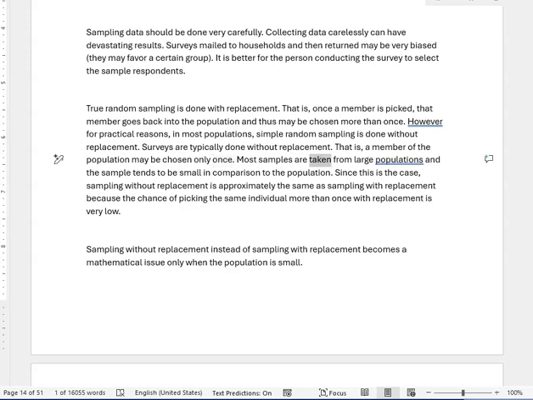Most samples are taken from large populations, and the sample tends to be small in comparison to the population. Since this is the case, sampling without replacement is approximately the same as sampling with replacement because the chance of picking the same individual more than once with replacement is very low. Sampling without replacement instead of sampling with replacement becomes a mathematical issue only when the population is small.